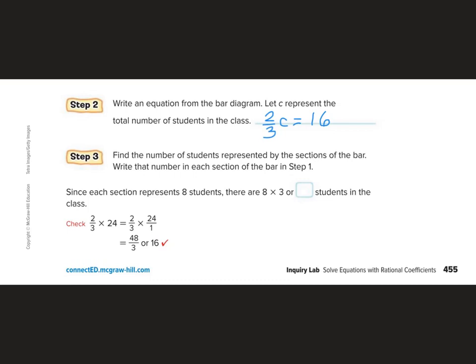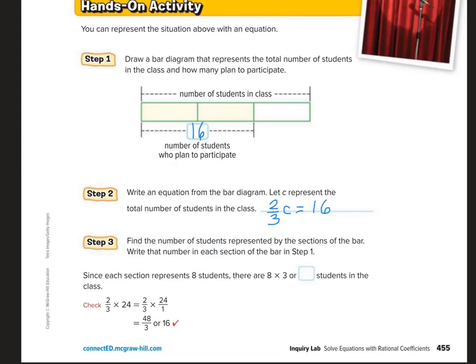Step 3, find the number of students represented by the sections of the bar. Write that number in each section of the bar in step 1. So if 16 represents 2/3, each third is going to be half of 16. Half of 16 is 8. Since each section represents 8 students, there are 8 times 3, or 24 students in the class. You can check your solution by substituting in 24 for C.